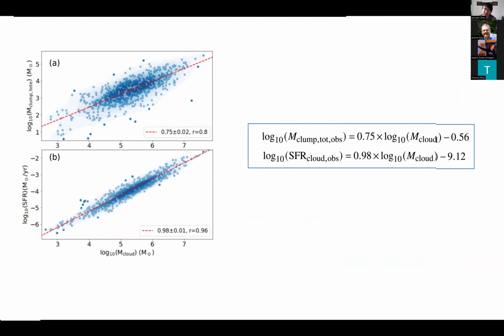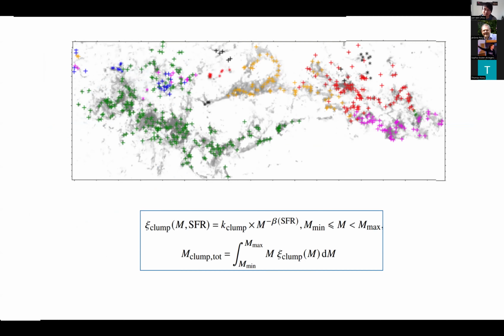And then the next step is from clump to cloud. Currently, only 4 molecular clouds in the Milky Way and several very near extragalactic systems we can resolve on the clump scale, generally 1 parsec or sub-parsec. And here I show the relations between the cloud mass and the total clump mass within the cloud and the star formation rate of the cloud. And yeah, this is the cloud in the Milky Way.